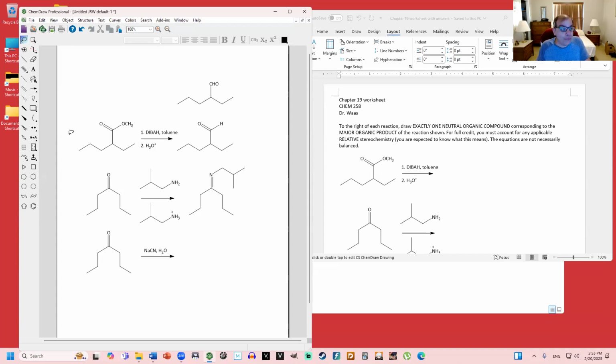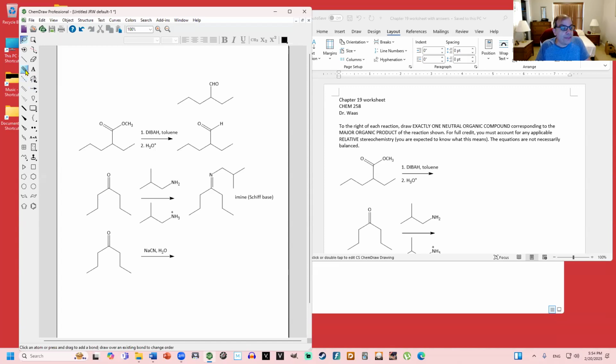Imines are also called Schiff bases. So this is an imine or Schiff base. Biochemists call imines Schiff bases, and imines are super important in biochemistry. There are some processes that depend on imine formation, and so it's a really key intermediate structure in some of the biochemical processes. The next reaction involves treating the same ketone with sodium cyanide in water.